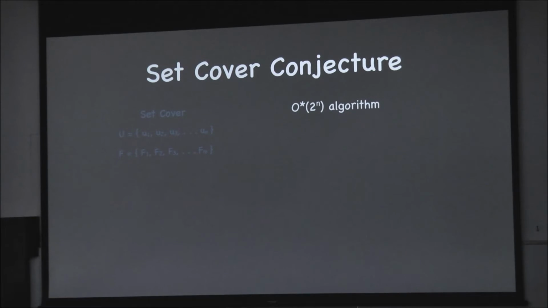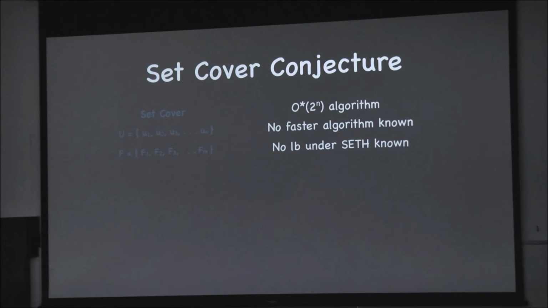That's set cover. And by a very cute DP, it can be solved in 2^n time, where n is the size of the universe. Nothing faster is known, and no lower bounds under any of the current hypotheses are known either. In particular, even under the strong exponential time hypothesis, no lower bounds are known. But no faster algorithm is known yet either.